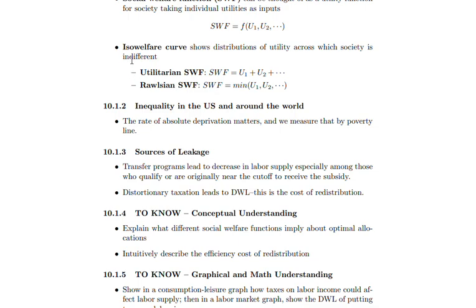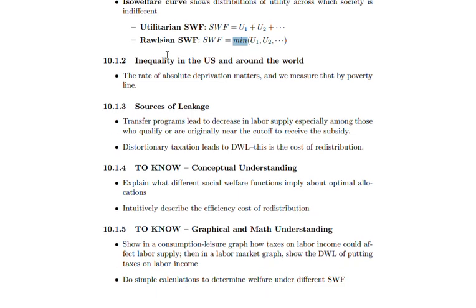The social welfare curve shows the distribution of utility across which society is indifferent. Okay, so the utilitarian SWF equals utility 1 plus utility 2 plus and so on, and the Rawlsian SWF just tries to find the minimum of this function.